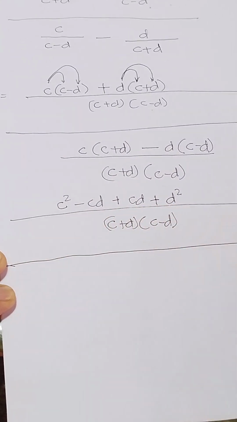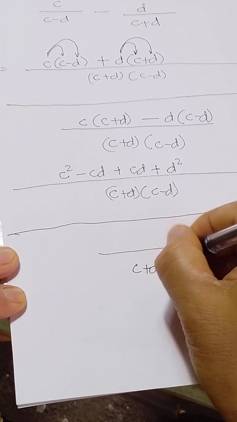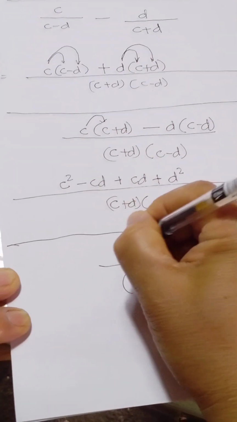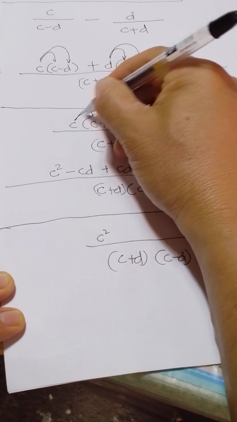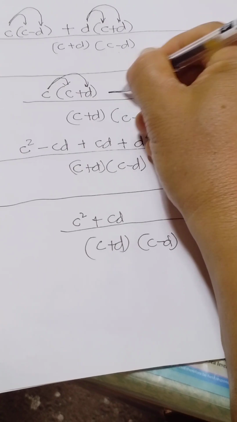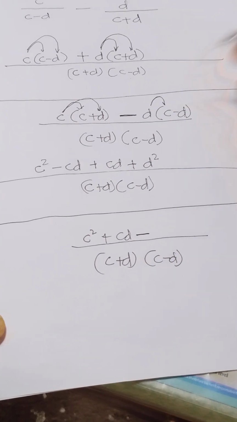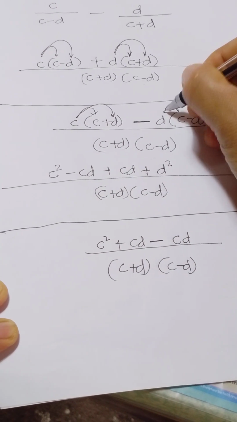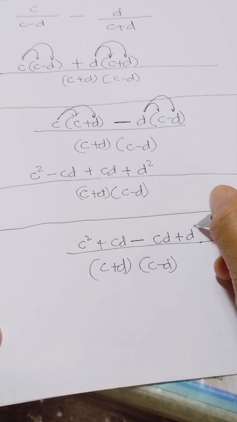Then copy my LCD from my denominator. So c plus d and then c minus d. Then distribute c squared. Then c squared plus cd. Since the operation is subtraction, I have to put in here subtraction. Then I have to start distributing for the next group. So this will be minus cd. And then minus d times minus d will be equal to positive d squared.